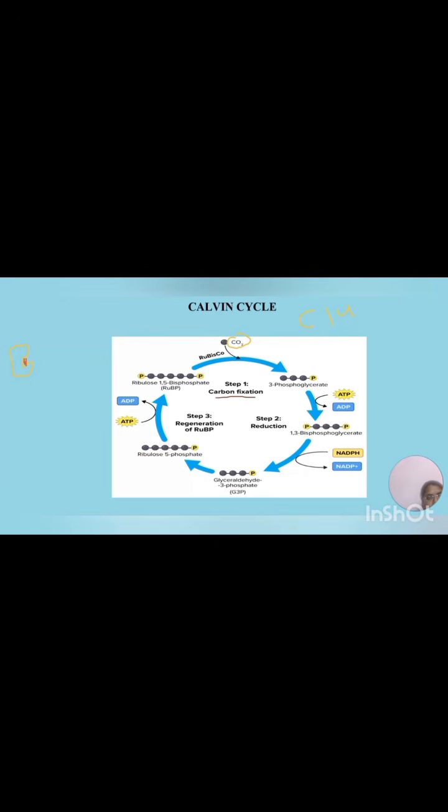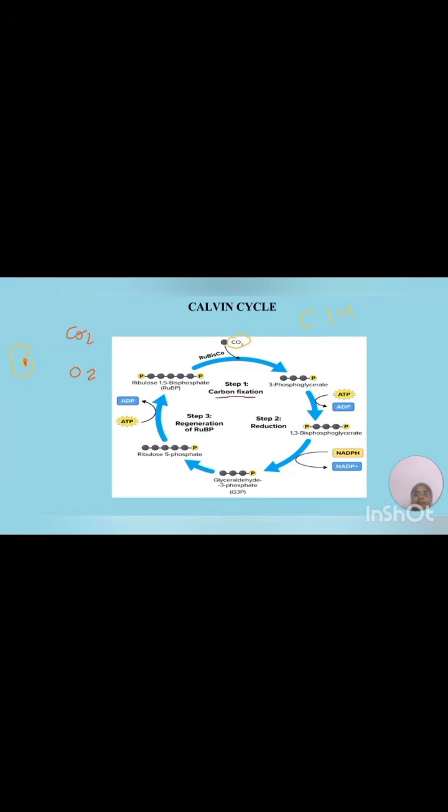The carbon dioxide, CO2, and oxygen are both substrates of the Rubisco enzyme, and they have the same active site. When the CO2 concentration is high, it binds to the Rubisco enzyme, the Calvin cycle process starts, and finally it gives glucose.